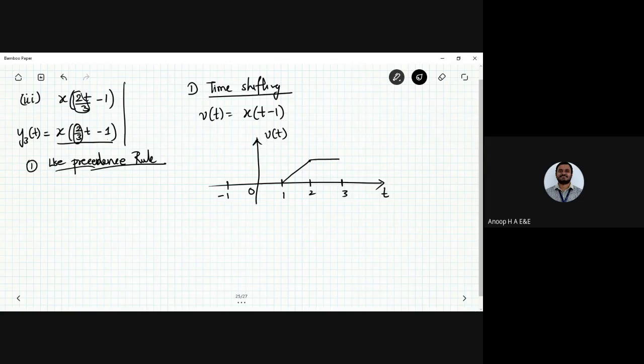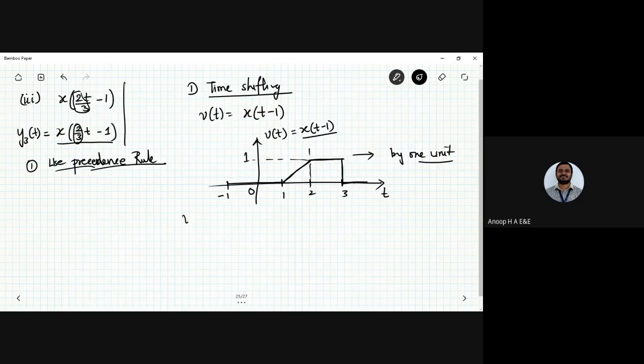It is written like this, from 2 to 3. This is a unit magnitude, and in other cases it is 0. So that is v of t, which is x of t minus 1. That is how you get it for x of t minus 1. So it is shifted towards right by 1 unit.